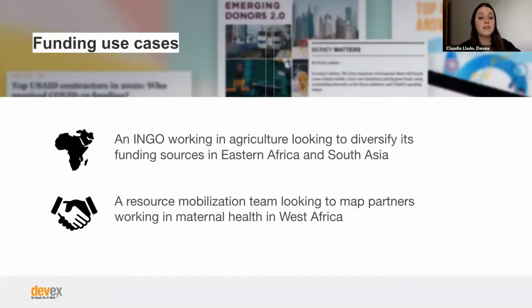Great. So you can see now 2 use cases on the screen that I will use the platform to find funding opportunities for. We've got an INGO working in agriculture, looking to diversify its funding sources in Eastern Africa and South Asia. Then we've also got a resource mobilization team looking to map partners working in maternal health in West Africa. So I'm going to go ahead and change the screen share to the Devex funding platform and show you how organizations navigate the site to find funding around this first use case.